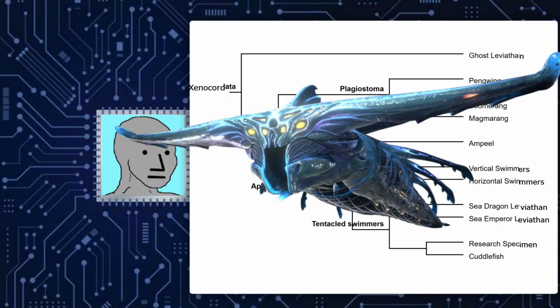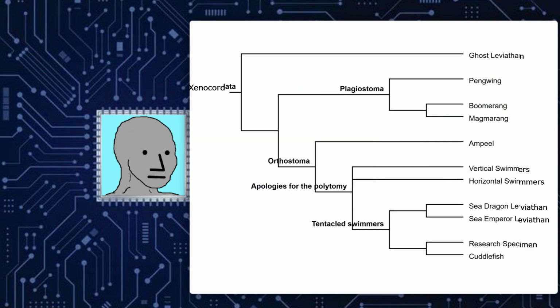Lastly, I want you to notice its 4 eyes. 4 is the maximum number of eyes of all xenochordates, so I believe it is ancestral.